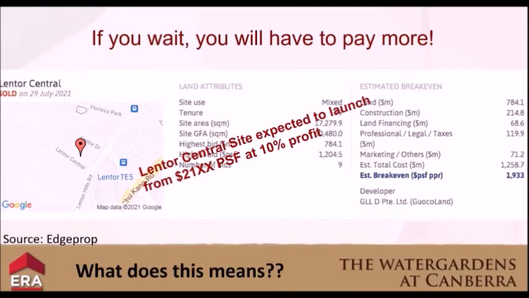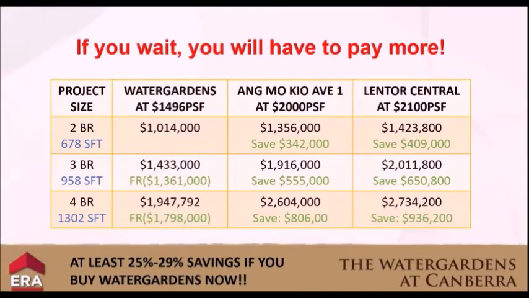What about the Lentor Central? Okay, the Lentor Central has a break-even price of 1933 per PSF per plot ratio, and at 10% profit, it will launch from 21XX PSF. But what do all these 20XX PSF, 21XX PSF really mean? Let me put them into perspective on 2-bedroom, 3-bedroom, 4-bedroom. What sort of prices could you be expecting from Ang Mo Kio Avenue 1 and Lentor Central? If you wait, your client will have to pay much more.